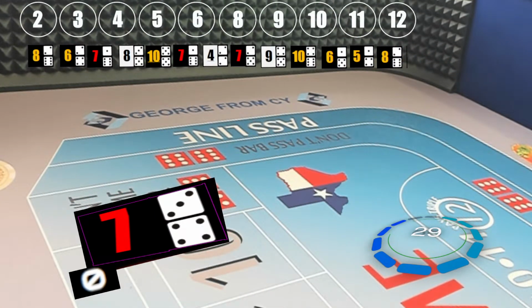Okay. So what did I do wrong? I pushed the dice. Watch what happens if you push the dice with the thumb. 4-3.